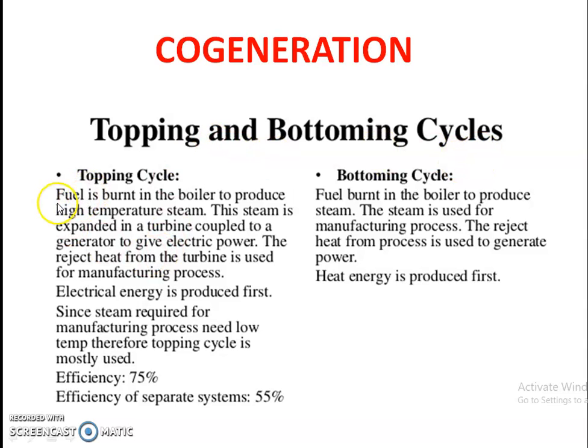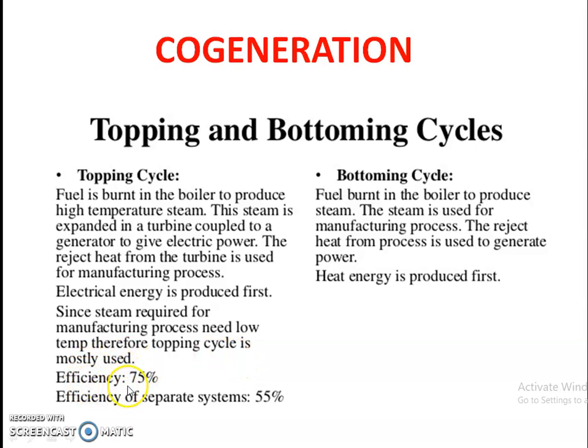In the topping cycle, fuel is burnt in the boiler to produce high temperature steam. This steam is expanded in a turbine coupled with a generator to give electrical power. The rejected heat from the turbine is used for the manufacturing process. Here, the electrical energy is produced first. After that, since the steam required for the manufacturing process needs low temperature, the topping cycle is mostly used.